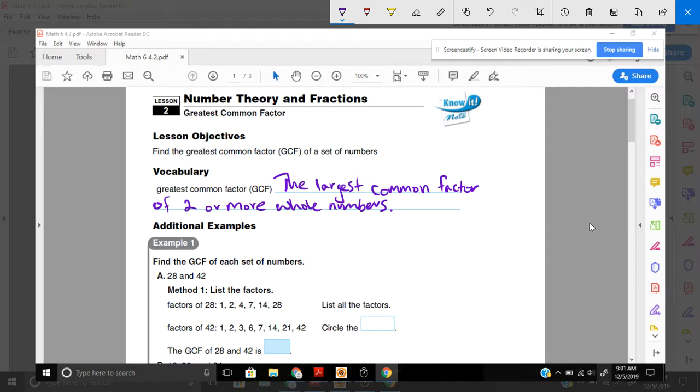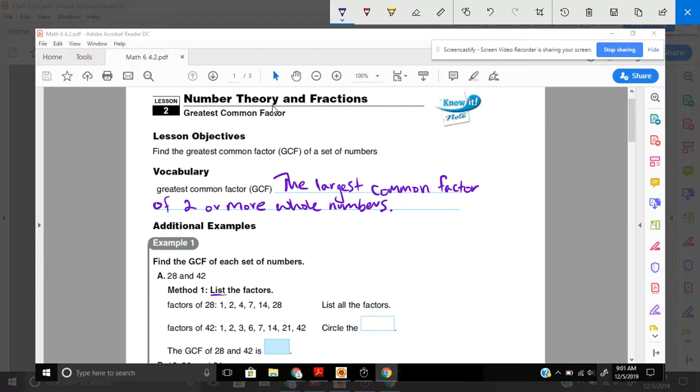Okay. So in our first example, it says for letter A, find the GCF of each set of numbers. So we're given two numbers, 28 and 42. And in our first method, we're going to use what's called the list method, where we just list out the factors of each number, just like we did in last section. So I'll start with 1 and itself.